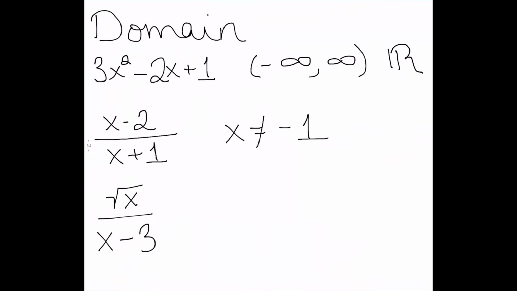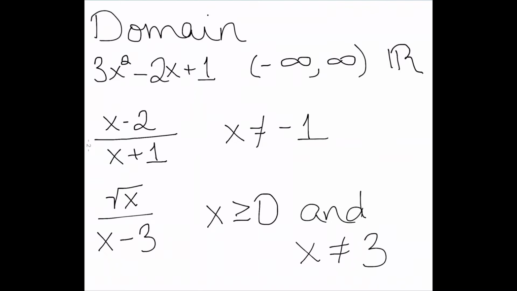Another one, the square root of x over x minus 3. For the top of this fraction, we need x to be greater than or equal to 0 since we can't take the square root of a negative number. And in addition, we don't want 0 on the bottom, so x can't be 3.